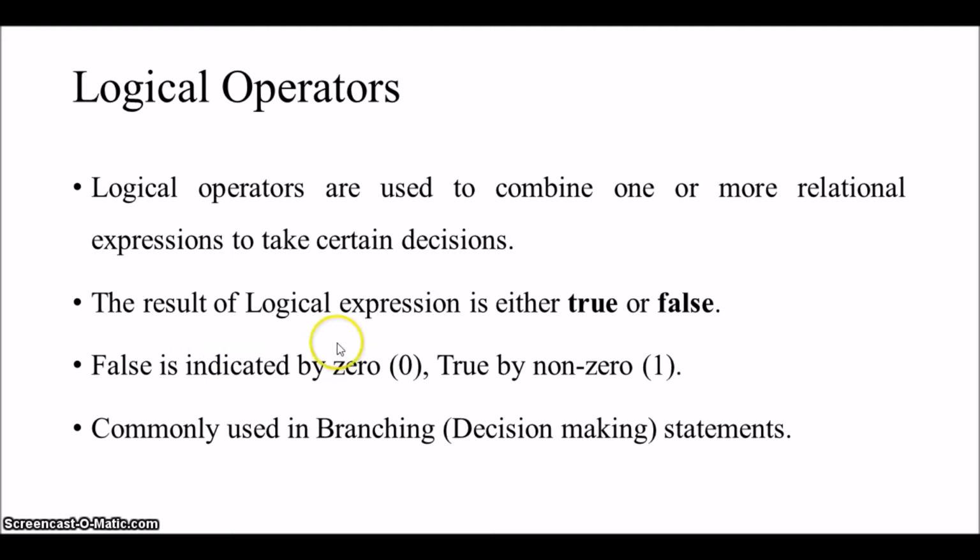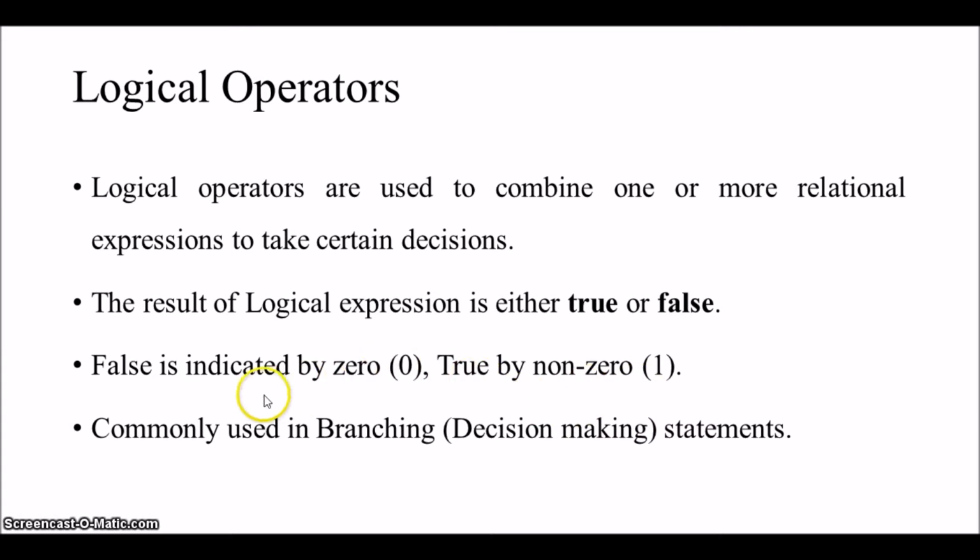The result of a logical expression is true or false. This is again similar to a relational expression. Even logical expressions give the result either true or false. False is indicated by 0 and true is indicated by any non-zero value. When we evaluate a relational expression or a logical expression, if the result is true, it will give the value 1. If it is false, it will give the value 0. Whereas any non-zero value is always treated as true.